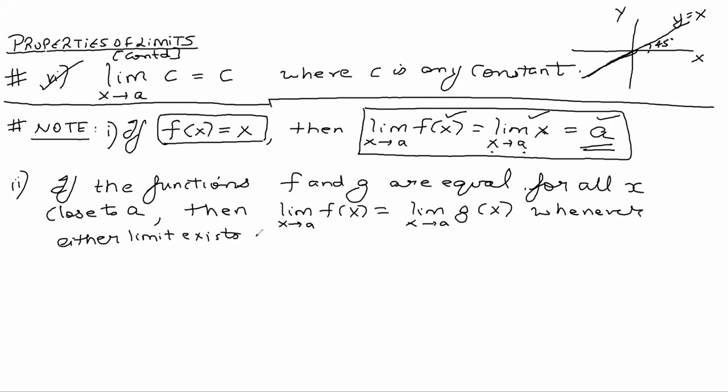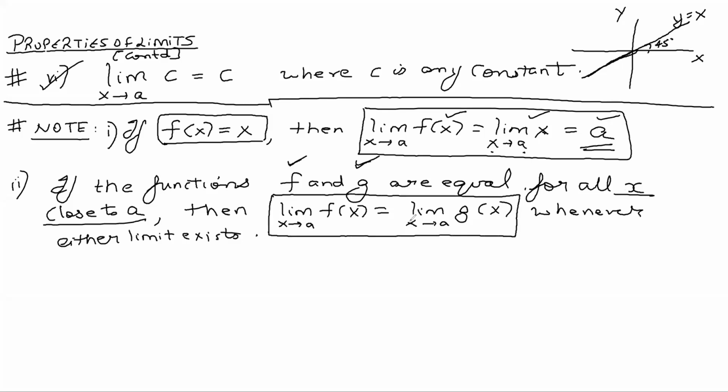So when will I say that two limits are equal? Suppose I have two functions, function f and function g. Now, if both the functions are taking equal values for x close to a, that means, guys, in the neighborhood of a, if the functions f and g are taking equal values, I will say that limit as x tends to a of f of x is equal to limit as x tends to a of g of x.